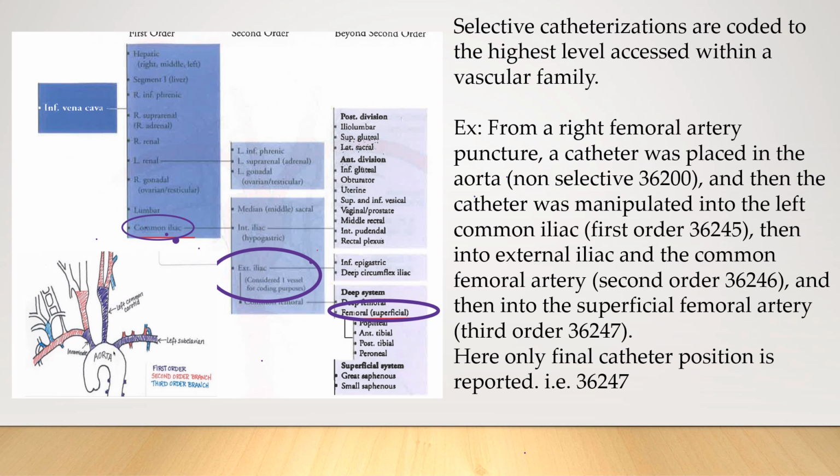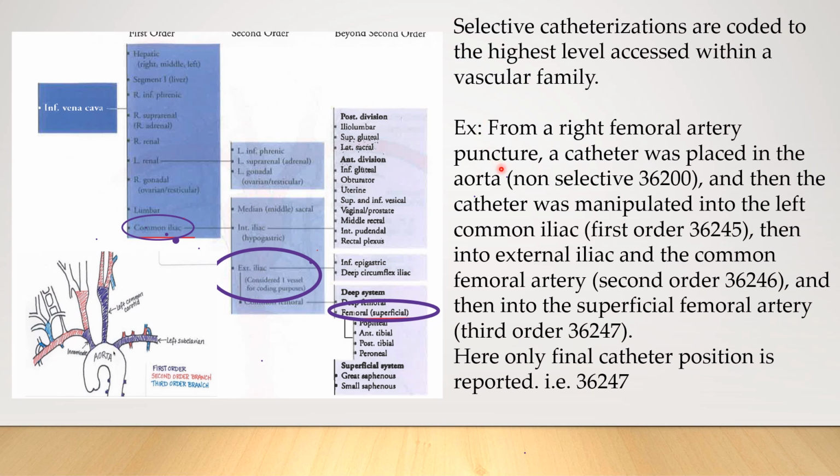From the right femoral artery is punctured and the catheter was placed in the aorta, that is 36200, and then the catheter was manipulated into the left common iliac, which is the first order, then into the external iliac and the common femoral, which is the second order, and then the superficial femoral artery, which is the third order.